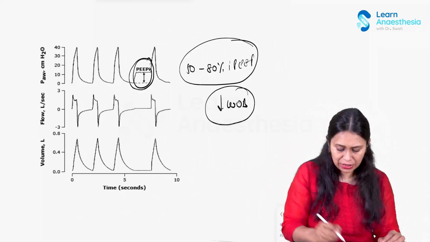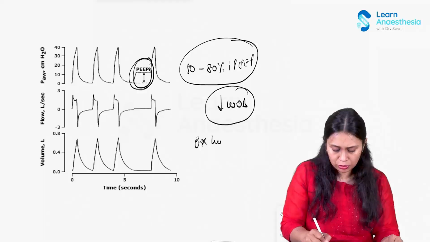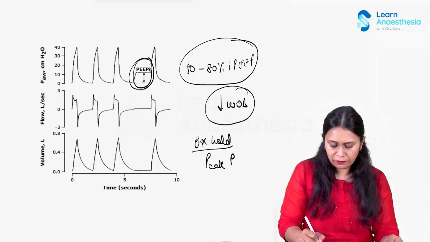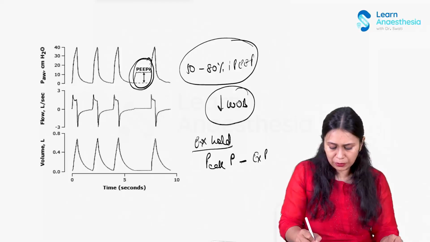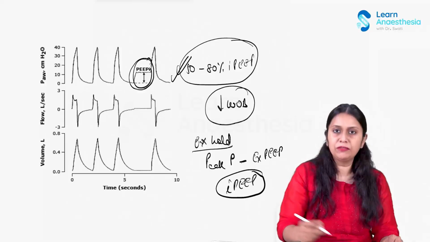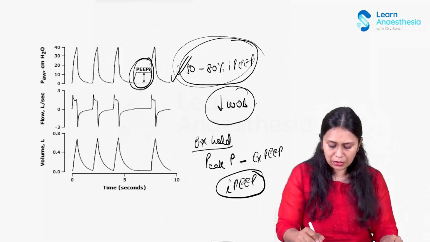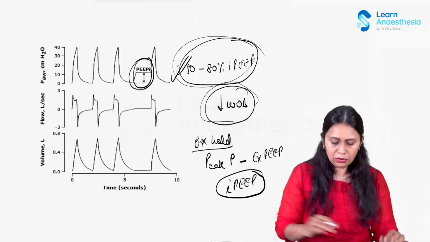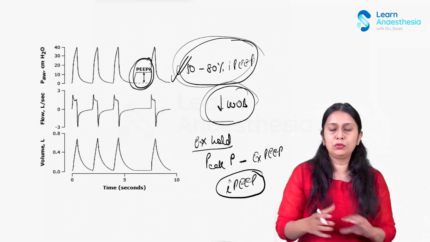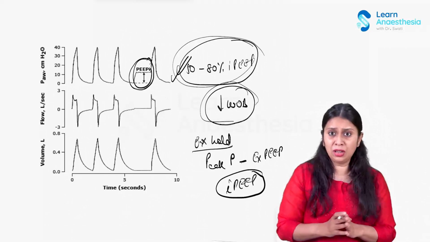So at expiratory hold, whatever the peak pressure is, we subtract the extrinsic PEEP from it and we get the intrinsic PEEP. We calculate it, we keep the extrinsic PEEP at 50 to 80% of the intrinsic PEEP, and the work of breathing will decrease. So this is how we calculate the intrinsic PEEP, right? And we do the setting of extrinsic PEEP and manage the intrinsic PEEP or dynamic hyperinflation.